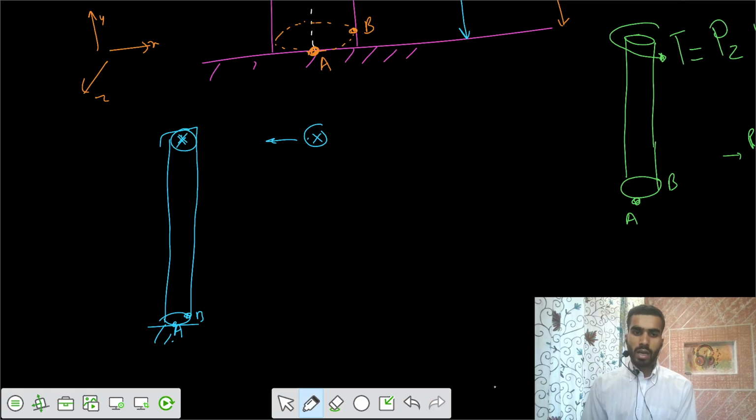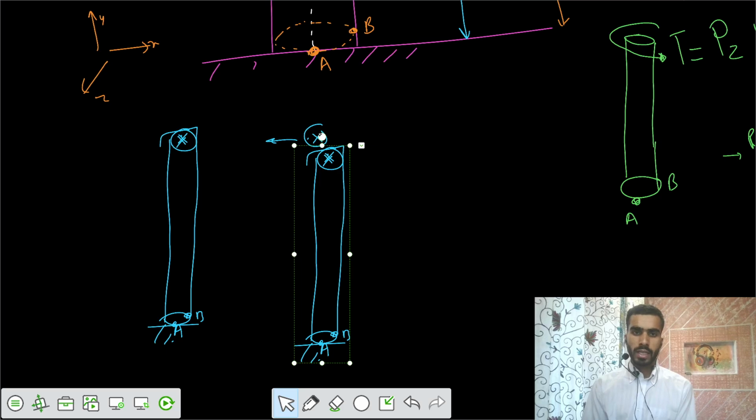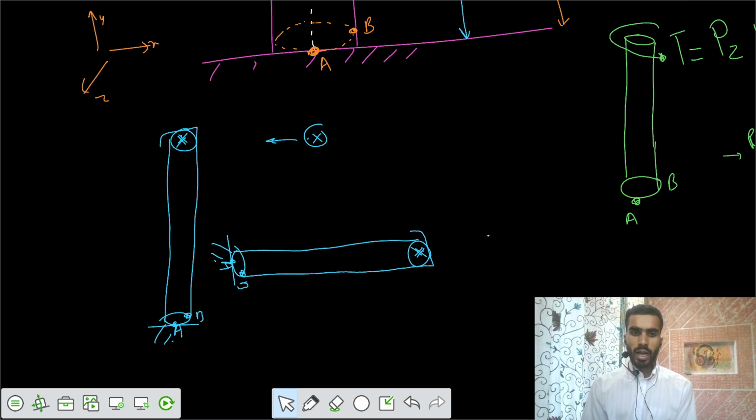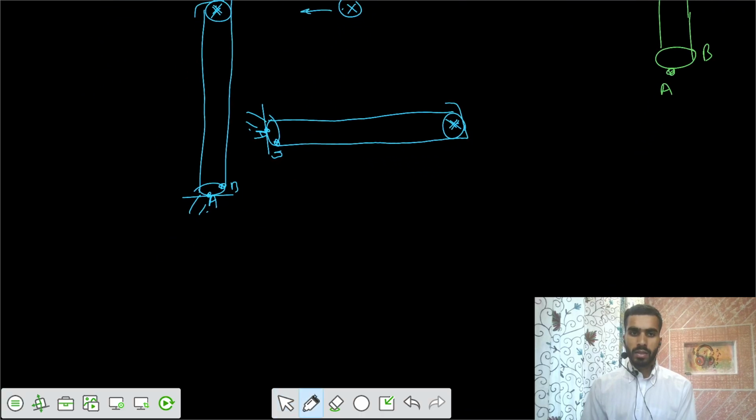If I rotate this part now, if I rotate it 90 degrees, I would do the analysis in this way. That means the load is applied in this way. P is applied in this way. PZ, load is applied in this way.